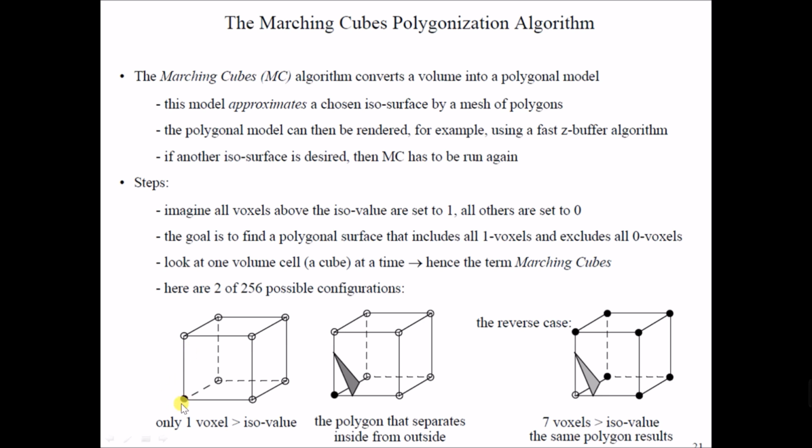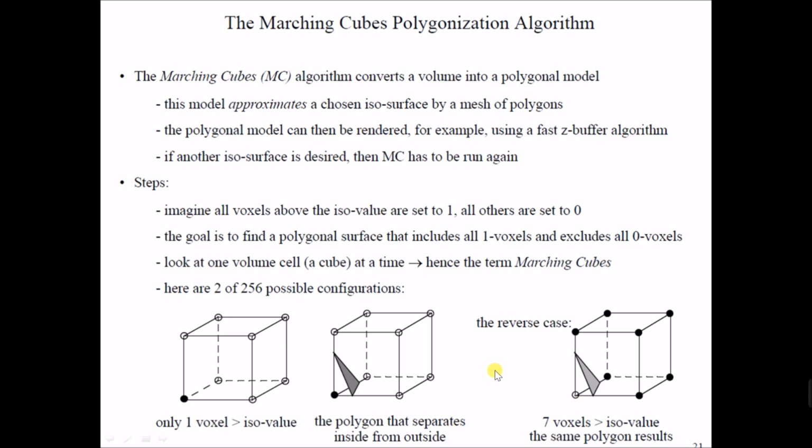In this case, only one sample had a value greater than the ISO value, and all the other ones were below. If you imagine a surface between those, essentially this can be represented by a single triangle like this, that clearly separates the inside sample from all the outside samples. There's also the reverse case, where all these values were inside and the other one is outside. It's exactly the same case, just flipped around.